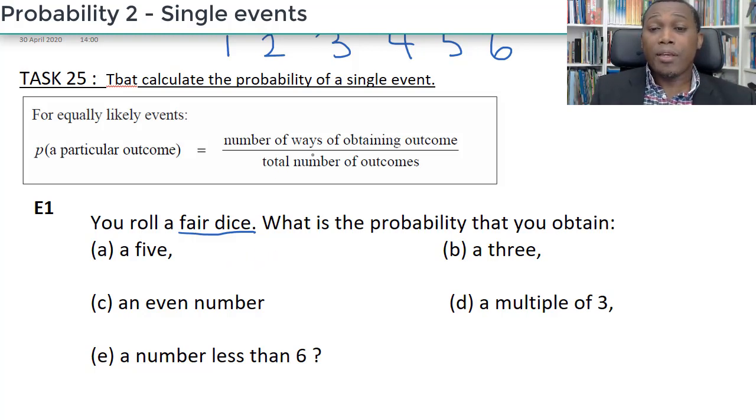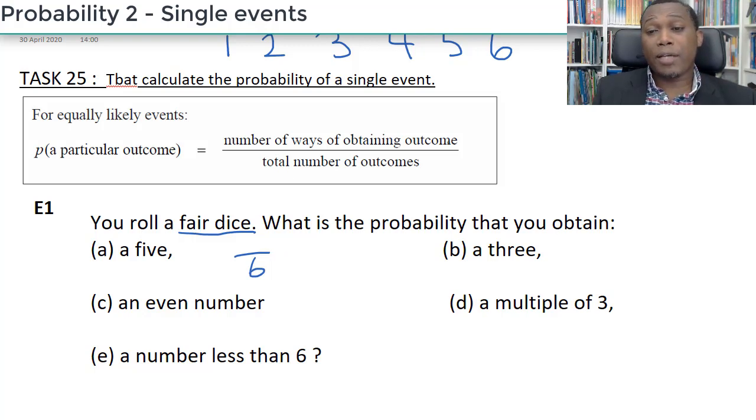So, because for all of these options, it's the same fair dice that is being rolled, the total number of outcomes is going to be 6. And what we need to focus on is what's going to be the top number of your fraction, the number of ways of getting a particular outcome. So, for the first one, I have a 6 as my denominator. My answer is always going to be between 0 and 1. That's really important because 1 is certain in probability. Can't get bigger than 1.